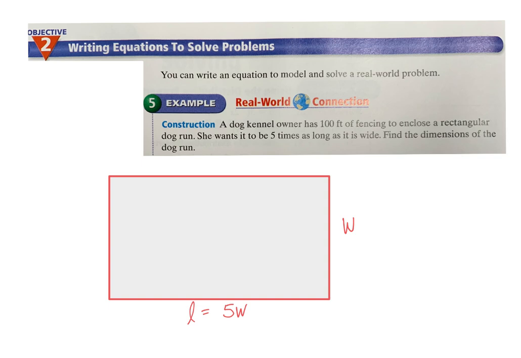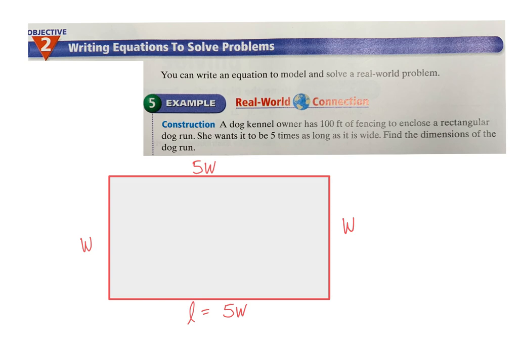Fencing represents what? Area or perimeter? Perimeter, right? We're not going to fill up the area with fencing. That would leave no room for a dog, right? So fencing is always perimeter. And so they basically are saying they want the perimeter to be 100 feet because that's all she has. And we want the ratio to be 1 width for 5 times of length, right?